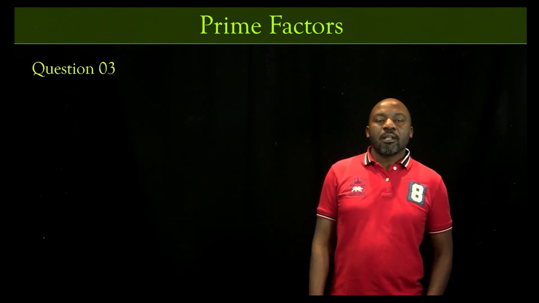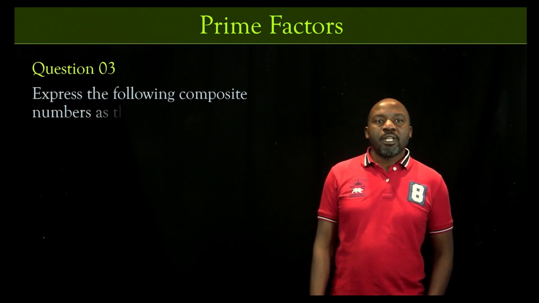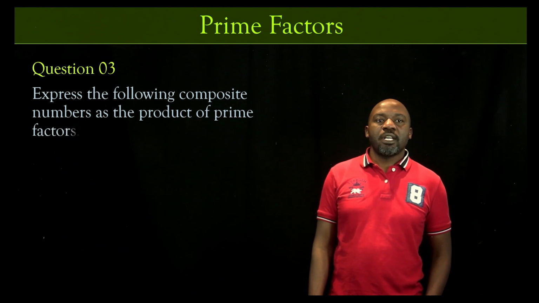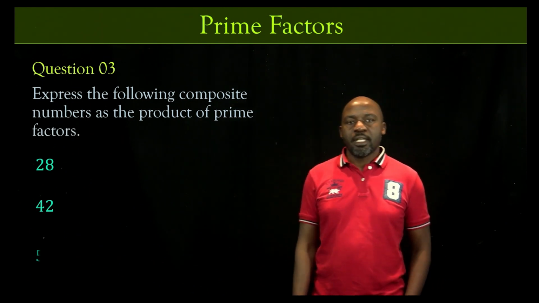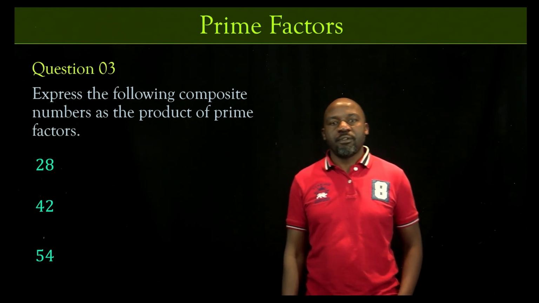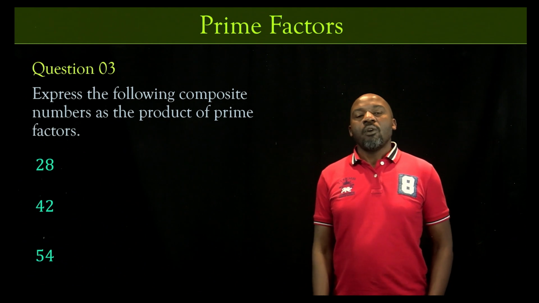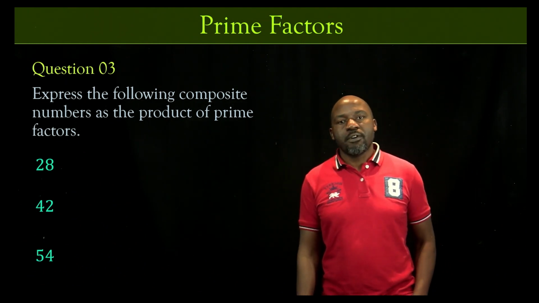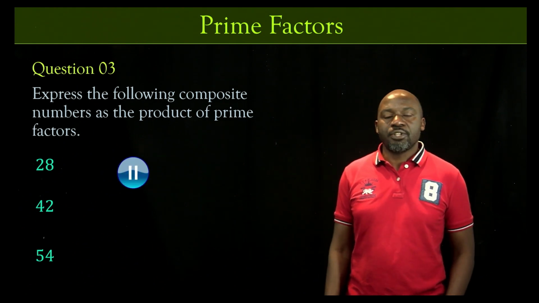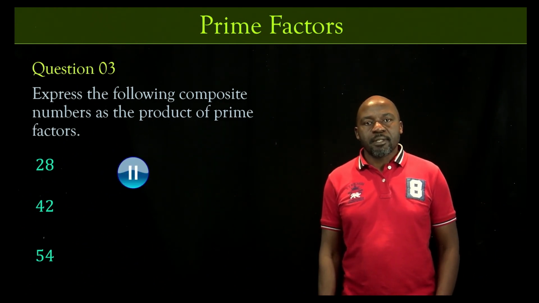Question number 3, coming from a previous section. Express the following composite numbers as the product of their prime factors. The first one there is 28, 42, and 54. And I think we're going to use these numbers in the later part. Okay, what are the prime factors of 28, 42, and 54? Please pause the video and try this question out, and then check if we get the same answers.